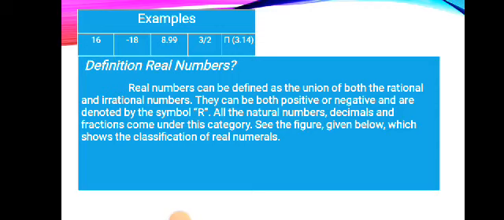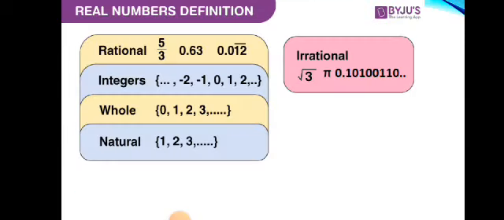Definition: real numbers can be defined as a union of both the rational and irrational numbers. They can be both positive or negative and are denoted by the symbol R. All the natural numbers, decimals, and fractions come under this category. See the figure given below, which shows the classification of real numbers.